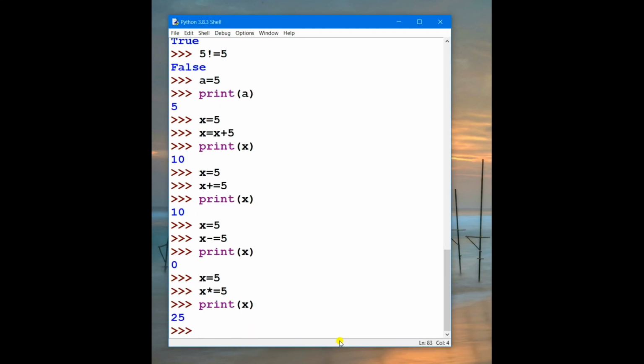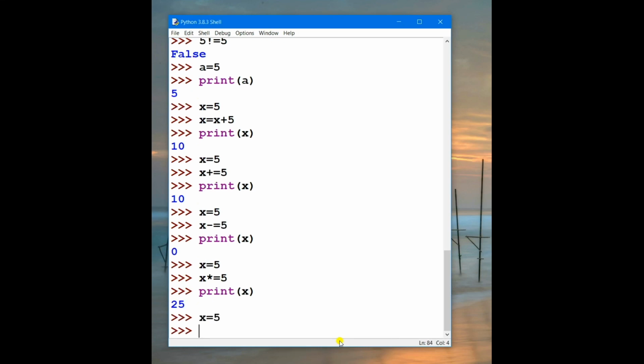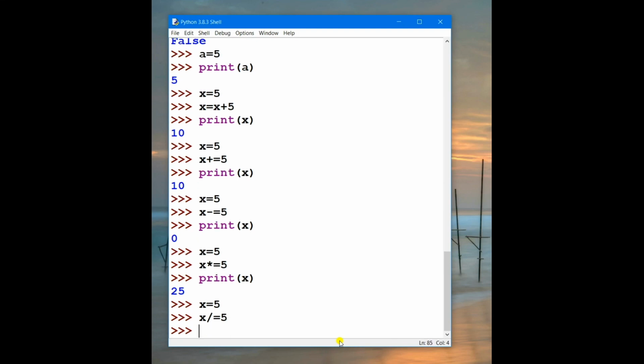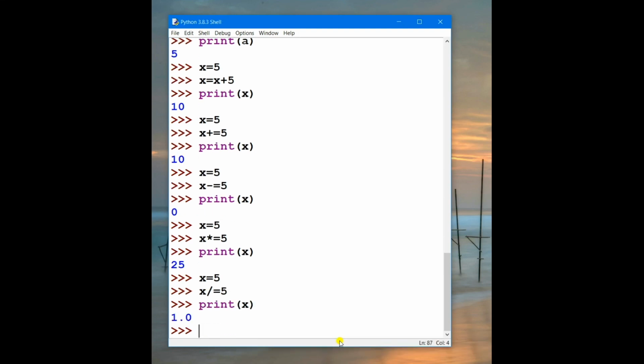Similarly, we have the divide and assign operator, which is similar again. x divide equals 5. Now you have to remember one thing: the arithmetic operator symbol comes before and the assignment operator after. It cannot be x equals, then divide by 5. It cannot be this way. It always has to be this way with all the other operations as well, of course. So 5 divided by 5 will give us 1.